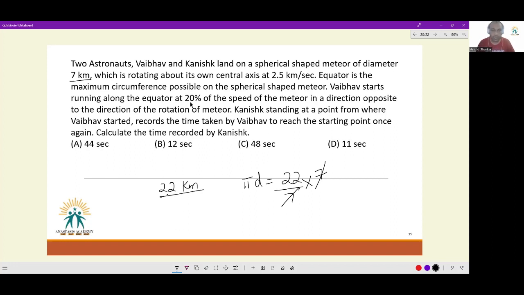Now Vaibhav is running along the equator at 20% of the speed of the meteor. Speed of the meteor was 2.5 km per second. 20% of this is the speed of Vaibhav, which is 0.5 km per second. So he's running 22 kilometers at the speed of 0.5 kilometers per second. How much time will he take? 44 seconds, and that is the entirety of this question. The speed of the planet and the rotation about its central axis and all of that is simply a distraction. This question had nothing to do with the central axis movement and everything.